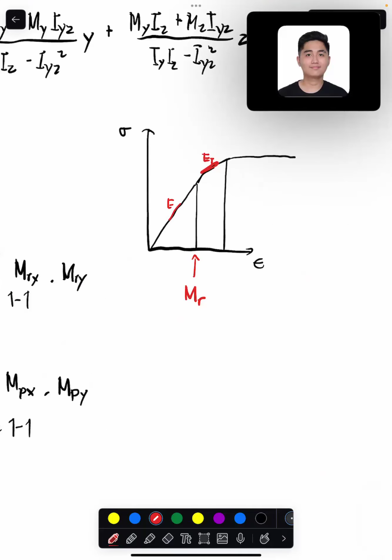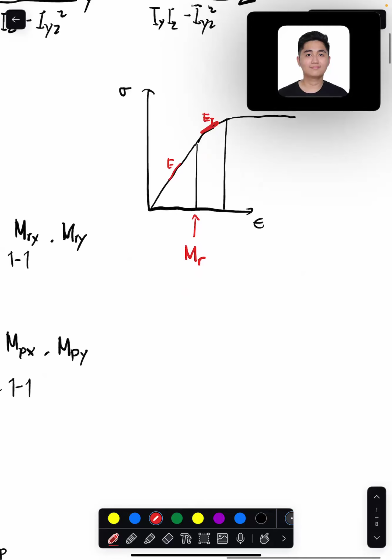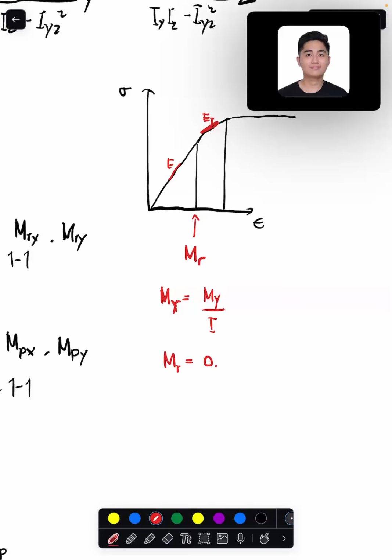Like if we compute my equals my over I, it's no longer yielding. It's not the moment along y. It will no longer reach this. Rather, you have MR right here, and then you have, oh wait, that's stress, stress. Yielding stress. You have 0.7 F sub y S sub x.